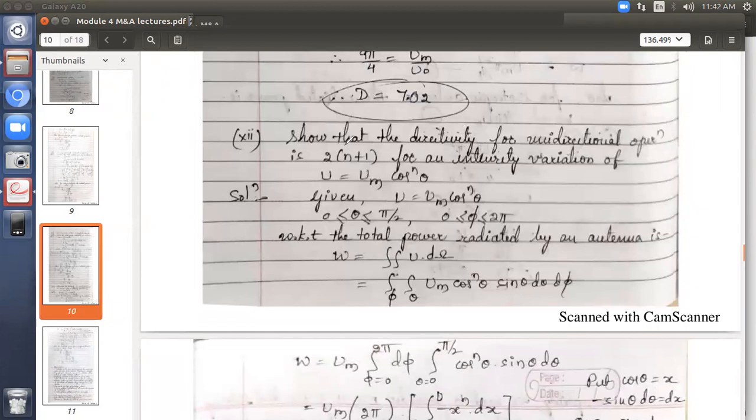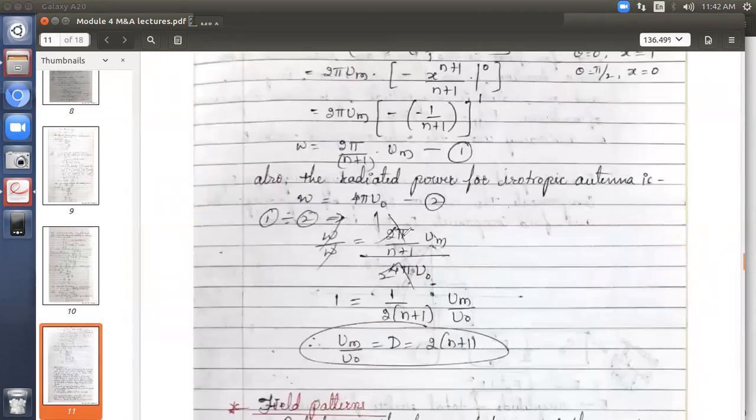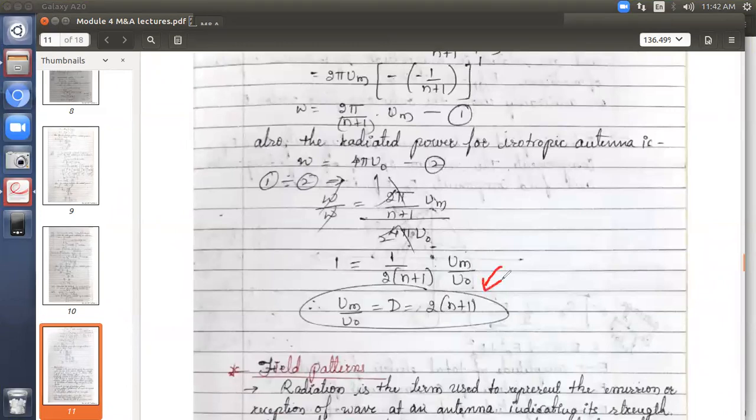So check the question to prove. What do we need to prove? It should be 2 times n plus 1. Whether we got this? Yes, we got it as 2 times n plus 1 directivity. So these are all the problems which I have solved based on the power patterns.